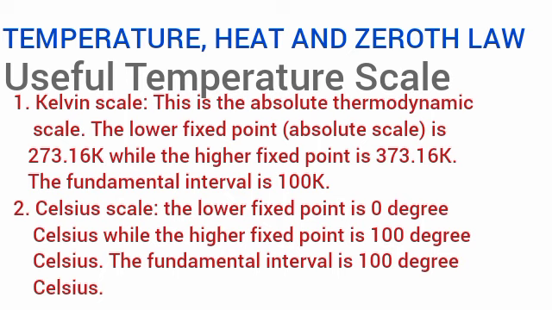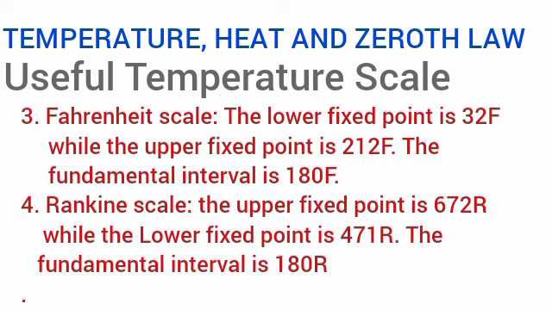The lower fixed point is 273 Kelvin, while the higher fixed point is 373 Kelvin. If you remove the lower fixed point from the higher fixed point, you have the fundamental interval, which is 100 Kelvin. The second scale is the Celsius scale. The lower fixed point of the Celsius scale is 0 degrees Celsius, while the higher fixed point is 100 degrees Celsius. Of course, the fundamental interval, if you remove the lower fixed point from the higher fixed point, is 100 degrees Celsius.